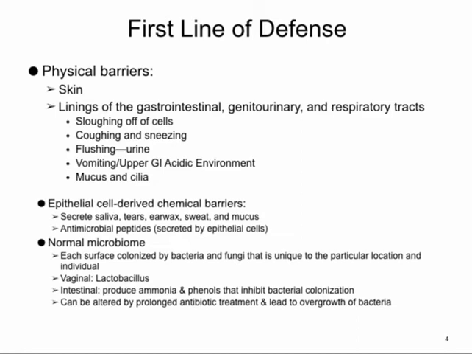The same thing can be true of your GI tract, where sometimes patients end up with diarrhea when you think about antibiotic therapy. There are also different chemicals in the environment of your intestine, like the production of ammonia or phenols, that inhibit bacterial colonization. So anytime we alter this, you're putting the patient at risk for an infection. Prolonged antibiotic treatment can cause an overgrowth of bacteria. That's not uncommon, and it's always something to look out for.